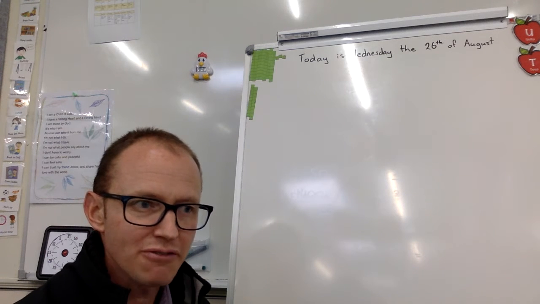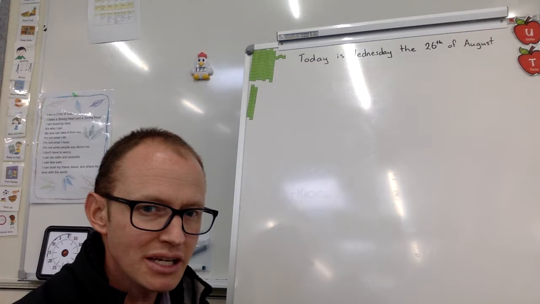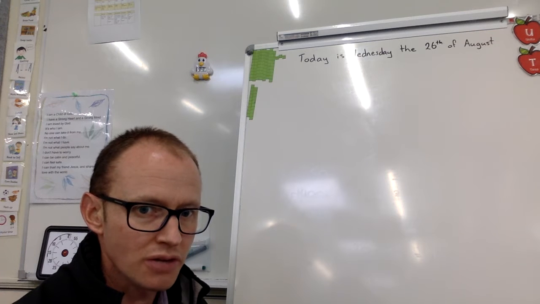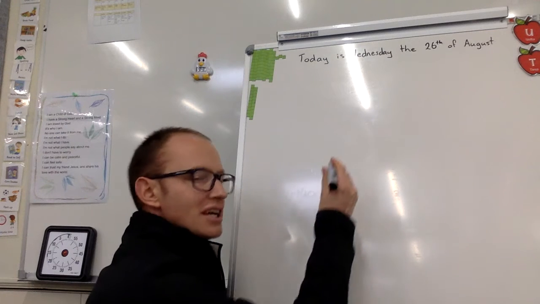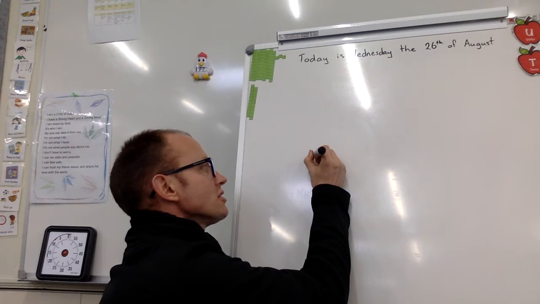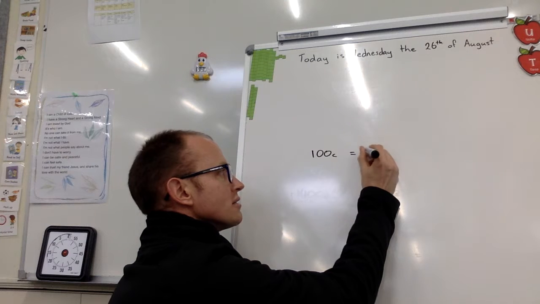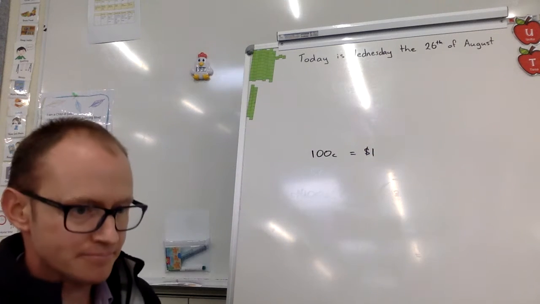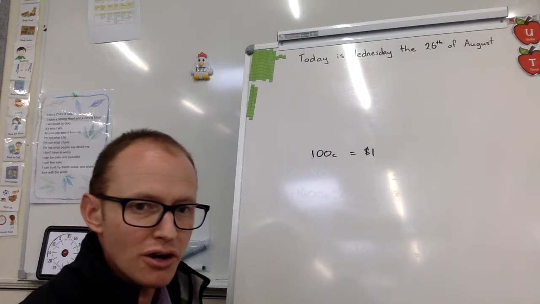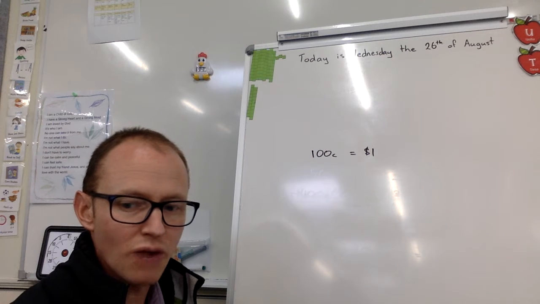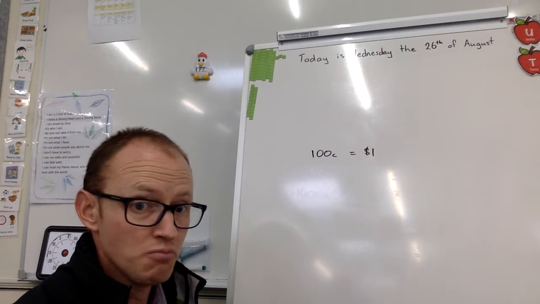So, the first question that I want you to answer is, how many cents in $1? That's right, 100 cents equals $1. Now, if we know that piece, what are some different ways that we can make $1?